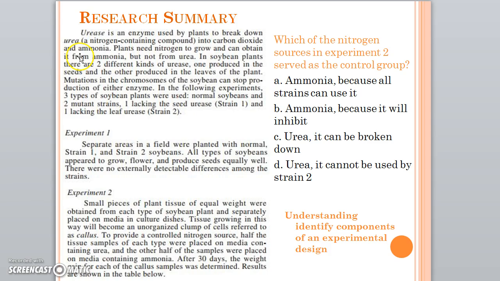As I read through the top, I find out that plants can get nitrogen from ammonia, but they cannot get it from urea. So now I know ammonia is the control. I have 2 choices, because all strains can use it, or because it will inhibit. If it's the control, we want it to do the normal. So the answer would be A, because all strains can use it. So we had to understand what was going on. We had to identify a component of the experiment. This is a research summary. Notice how it took us a little longer.